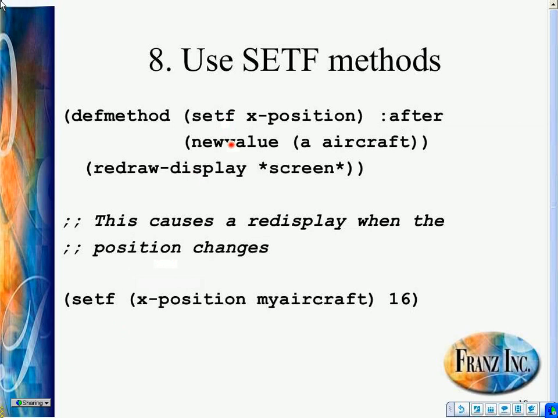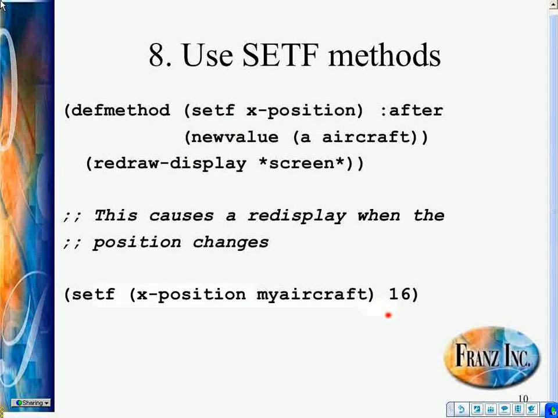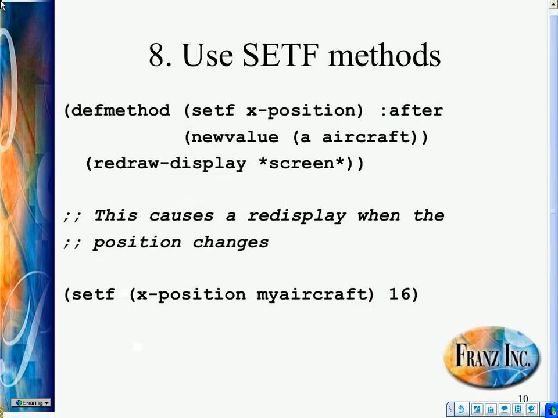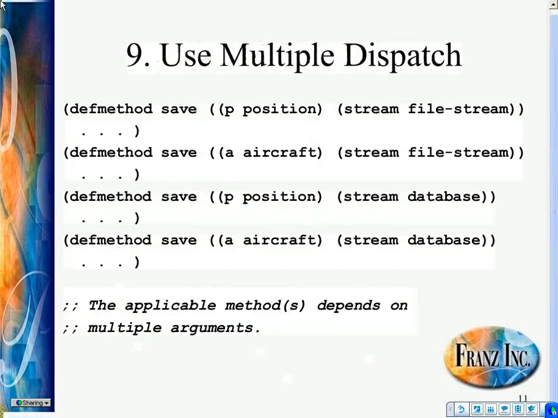The thing is that there already is a method of setf x-position, which is predefined when you define the class and the accessor x-position. You are defining an after method, which will run after somebody has set the x-position to be something else. And assuming that we had defined these functions, redraw display, and we had some kind of graphic stream that could do that on, this after method would be called whenever the position was changed by a call like this.